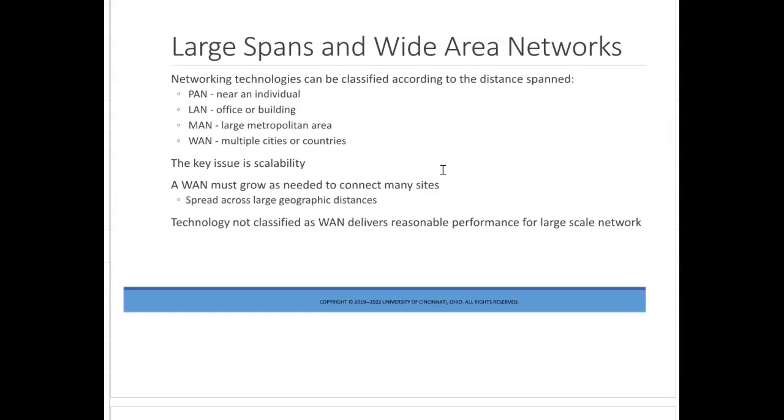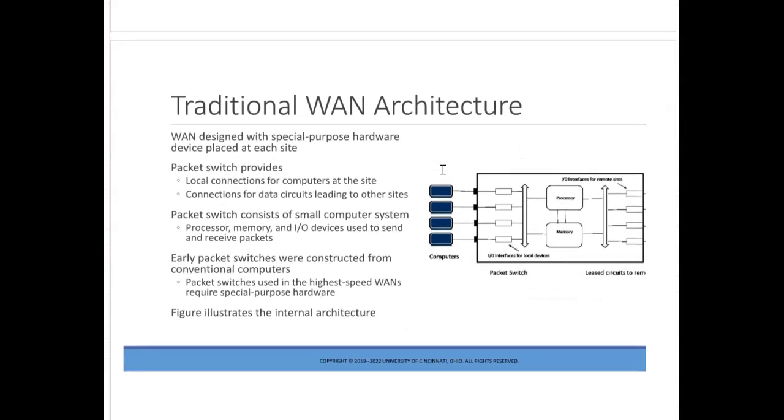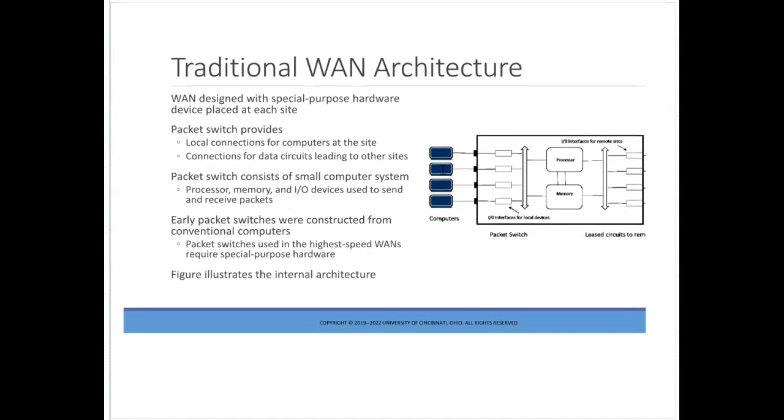Let's look at traditional WAN architecture. Designers of the traditional WAN chose to create a special purpose hardware device that could be placed at each site. Called a packet switch, it provides local connections for computers at the site as well as connections for data circuits that lead to other sites.